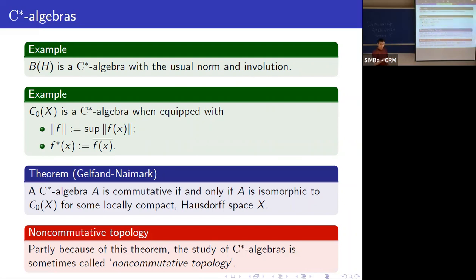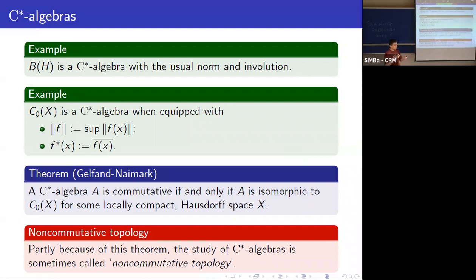Partly because of this result, one often sees the study of C*-algebras being referred to as non-commutative topology. The idea behind this is that when we are studying commutative C*-algebras, all we are truly doing is studying topology, right? Because of this, in the non-commutative or general setting, we're studying non-commutative topological spaces. So it's just a useful analogy. And this viewpoint allows one to understand certain concepts in C*-algebraic theory by looking at their analogs in topology.